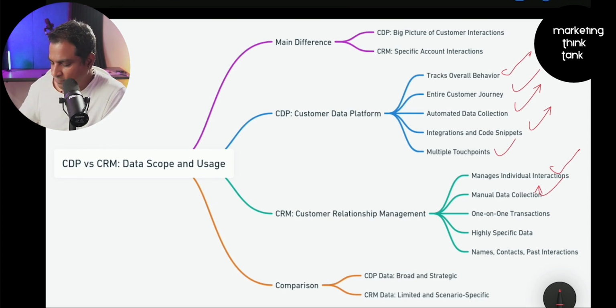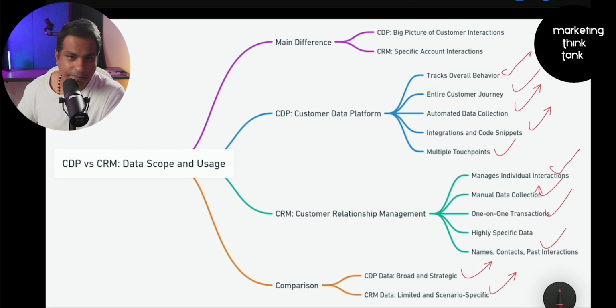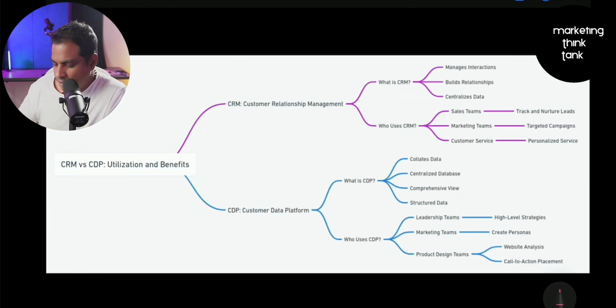Then you have highly specific data. It doesn't give you a broad overview of things. One-on-one transactions, one customer set of activities. It is pretty much one-on-one. Then it has names, contacts, and past interactions of all the people. Now, comparison. CDP is a broad and strategic approach which gives you a 360 view of your visitors and segments. CRM has a limited one-on-one scenario where it just gives you an overview of the interactions you have had with your customers in the past. That's about it. So let's look at the bigger picture.